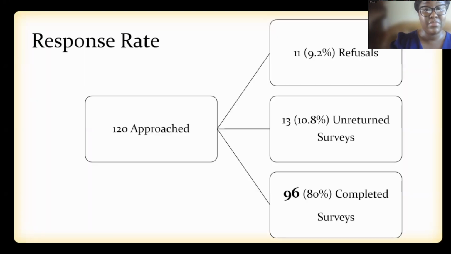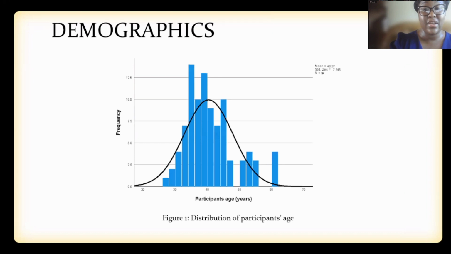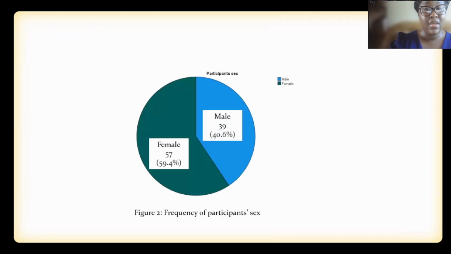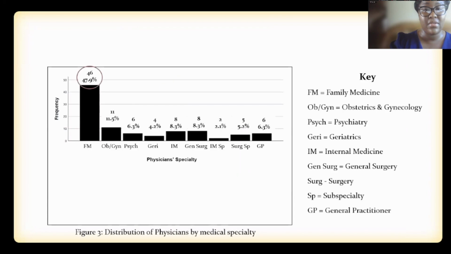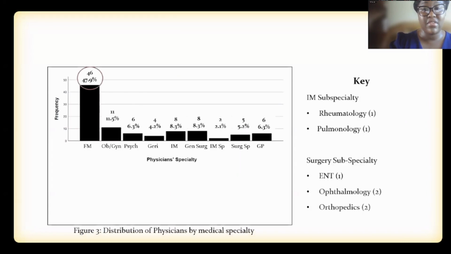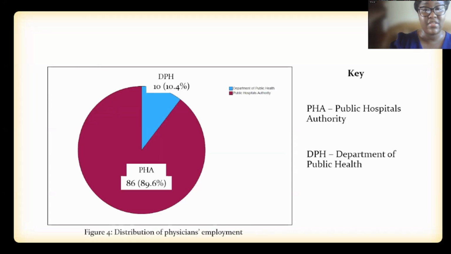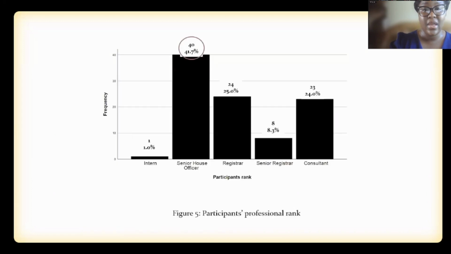On to our results. Of the 120 physicians approached, 96 completed the survey, giving a response rate of 80%. This study determined that the median age was 38.5 years. About 59% were female, 48% were family medicine physicians, and of note, physicians subspecializing were grouped to avoid identifying their individual responses. About 90% were employed by the Public Hospitals Authority, and 42% were senior house officers.